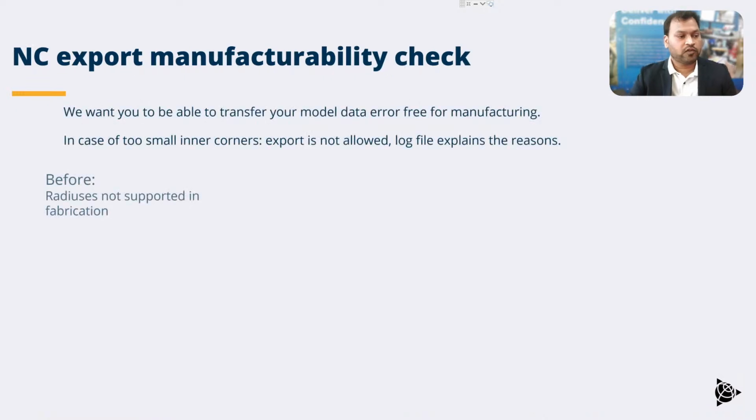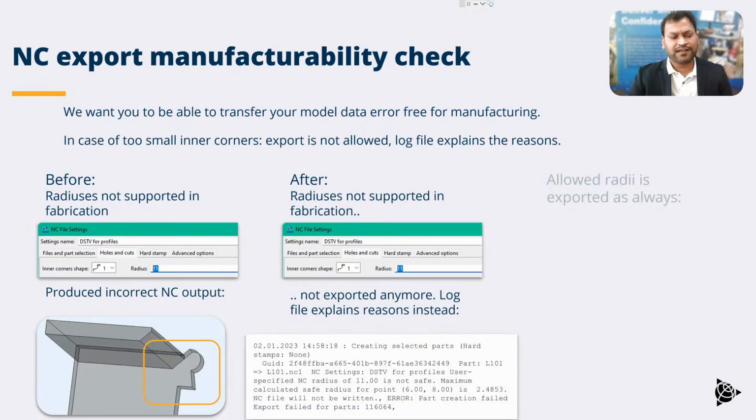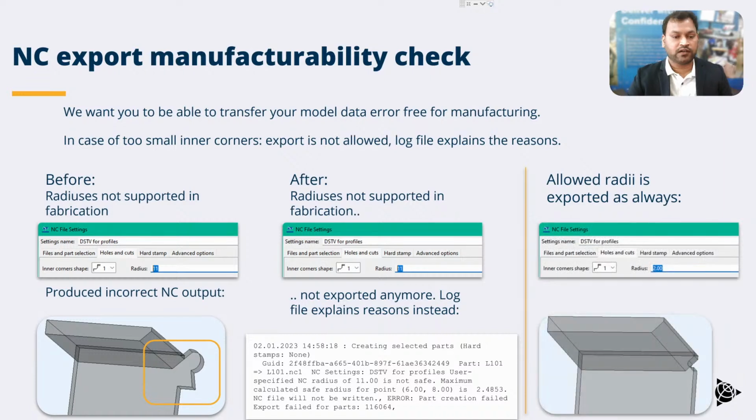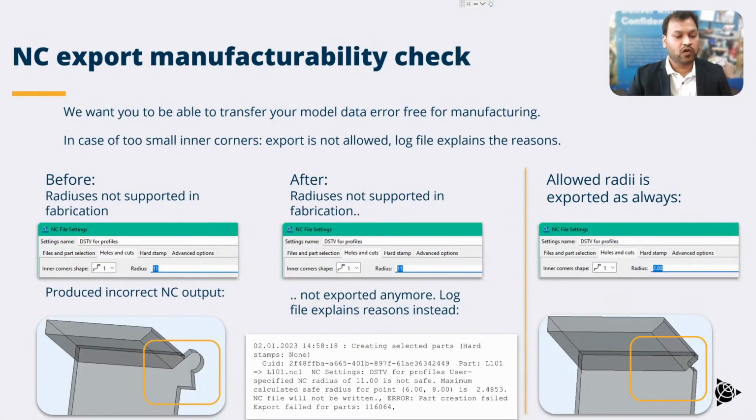And one more part in the NC file export manufacturing check. An incorrect shape of weld in the corner would appear in the previous versions when you exported it. Now this has been enabled, and it will give information in the log file, mentioning that the radius, inner contour radius, small radius are not safe, or maximum distance is not allowed. You can view this information in the NC file log file. Now this has been enabled. Also, small radii are possible to export from the NC file.